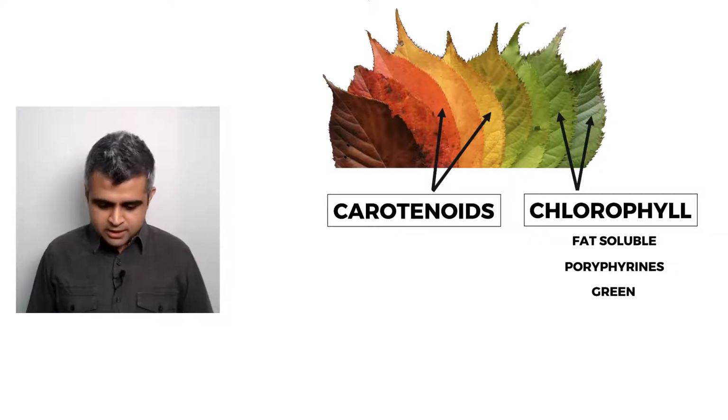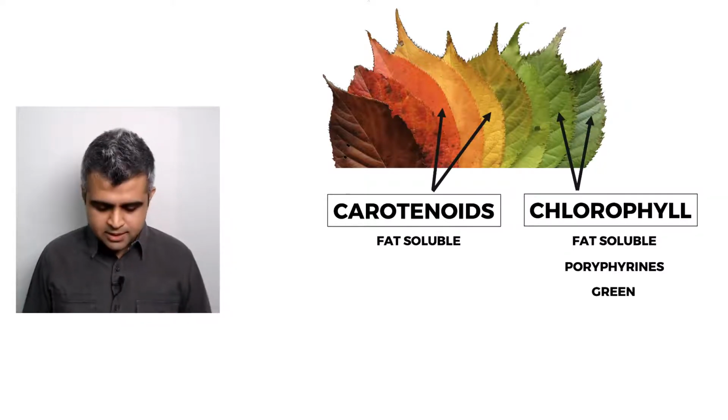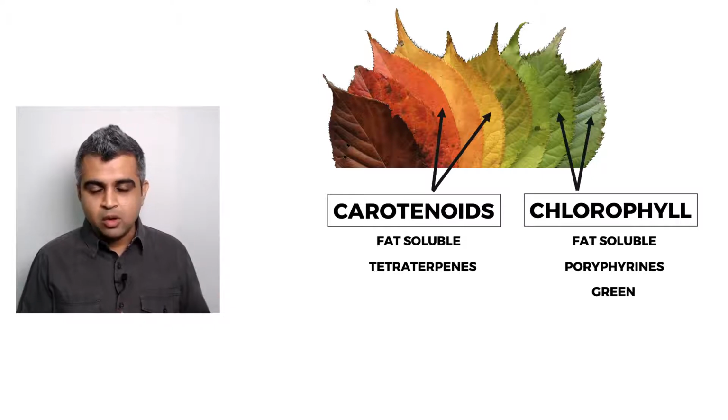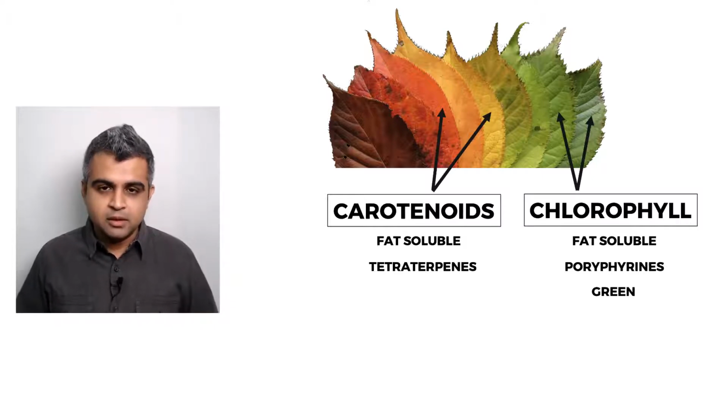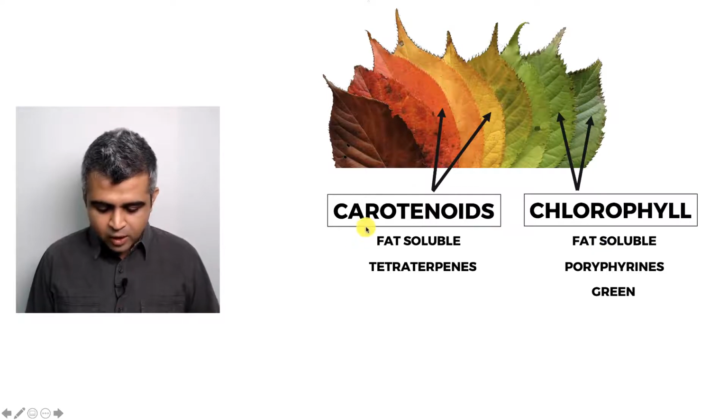The carotenoids are also fat soluble, and chemically speaking, they are tetraterpenes. Right now it is beyond the scope to explain what a porphyrin or a pyrrole ring is, and what tetraterpenes are. So at the moment just remember these names. Once you build your knowledge a little bit more, these things will become easier. As of now, just remember that chlorophylls are fat soluble porphyrins and carotenoids are fat soluble tetraterpenes.